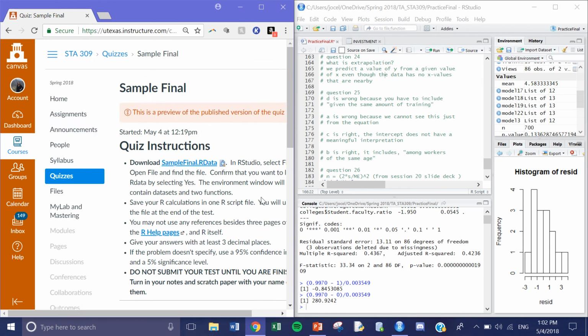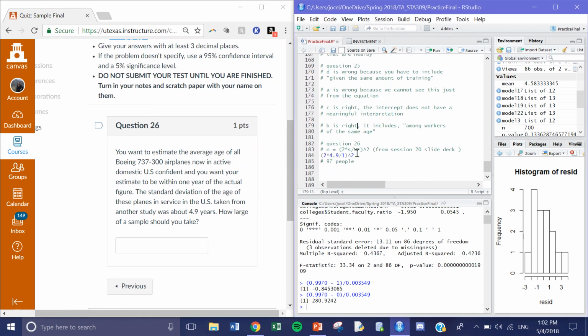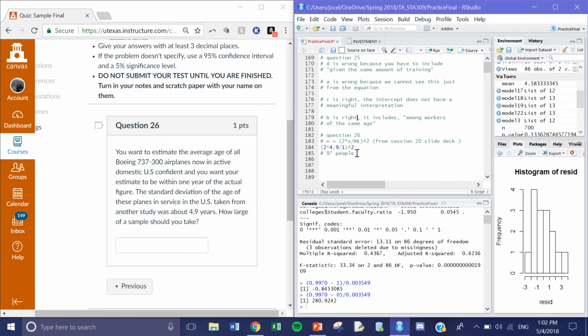Question number 26, our last question. You want to estimate the average age of all Boeing 737 airplanes now in active domestic U.S. service. This question is kind of weird. And you want your estimate to be within 1 year of the actual figure. The standard deviation of the age of these planes in service in the U.S., taken from another study, was about 4.9 years. How large of a sample should you take?